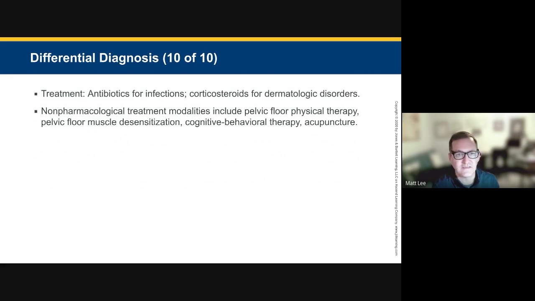So how would we treat? Treat whatever you find. Obviously, if there's infections, yes. If there's a dermatologic disorder like lichen sclerosus, we can treat with corticosteroids. Probably going to treat with pelvic floor physical therapy for that penetration pelvic floor pain. You can use pelvic floor muscle desensitization, especially for that vaginismus. There may be physical therapy that works those muscles and helps relax those muscles. Cognitive behavioral therapy, somewhat.